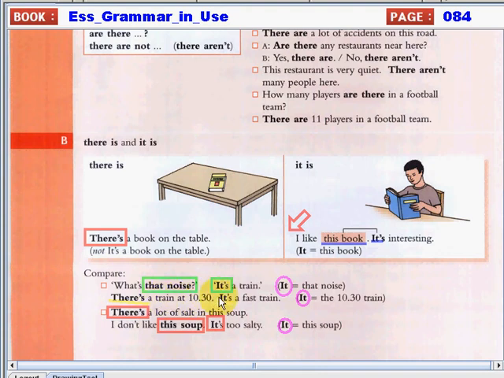Let's go now to the third example. There's a lot of salt in this soup. I don't like this soup. Look at that carefully. There is a lot of salt in this soup. We are telling something about the soup. I don't like this soup. It's too salty. So it is the same as this soup. We substitute it for this soup.